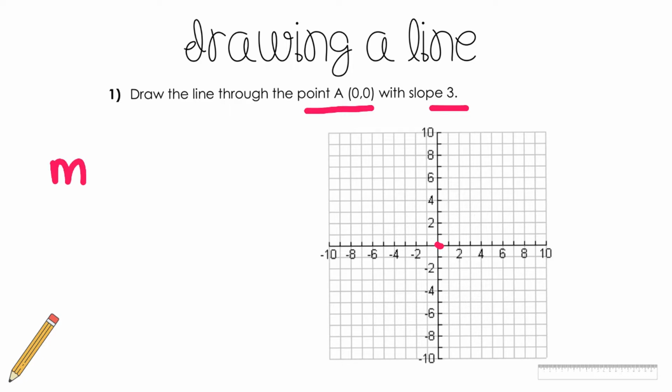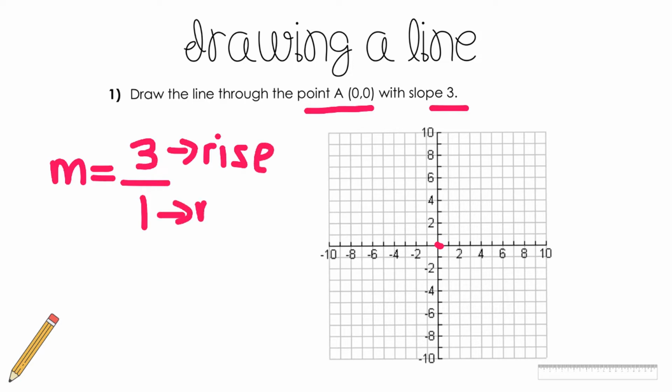Now they have told us the slope is equal to 3. Whenever I have a whole number, I want to make it into a fraction so we can follow our model of rise over run. Any whole number has a denominator of 1. The top number represents the rise, and the bottom number represents our run. If the rise is positive, we are going to be moving up, so we move up 3 units. If the run is positive, we move to the right, so we move 1 unit to the right.